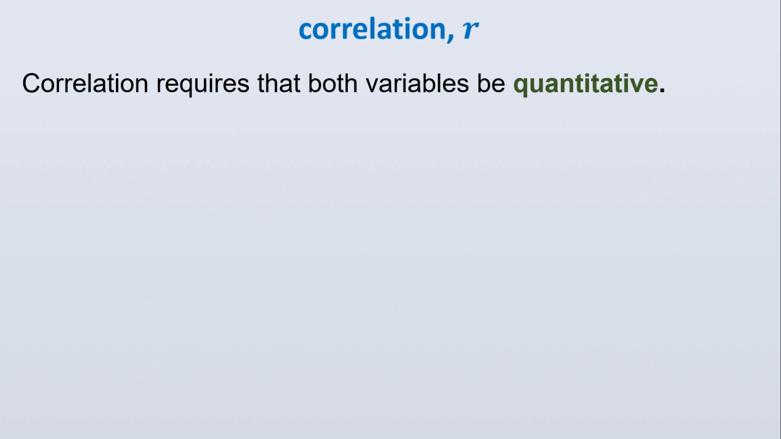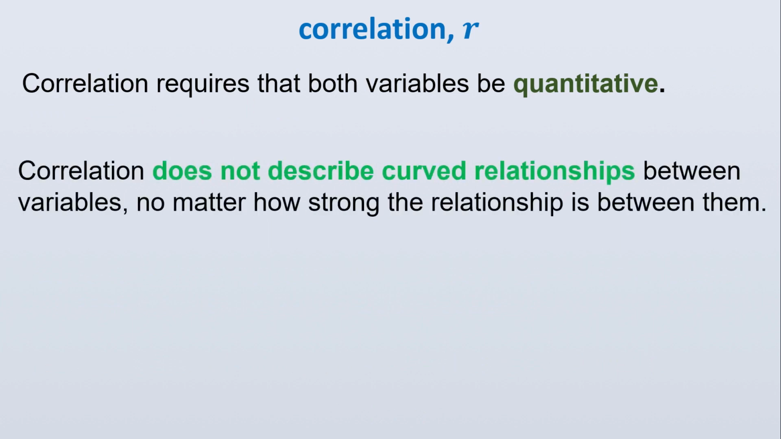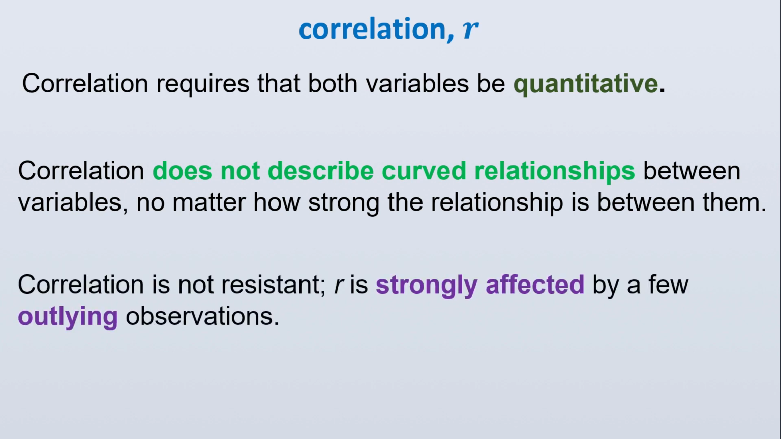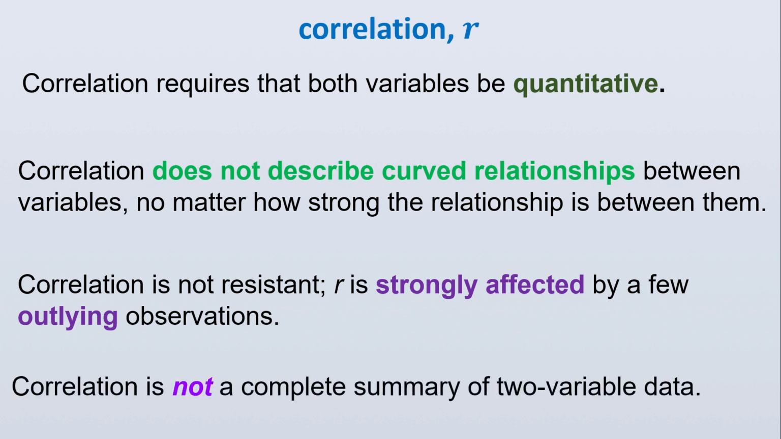Correlation requires that both variables be quantitative. Correlation does not describe curved relationships between variables, no matter how strong the relationship is between them. Yes, it is also very important. Correlation is not resistant. r is strongly affected by a few outlier observations. Correlation is not a complete summary of two-variable data.